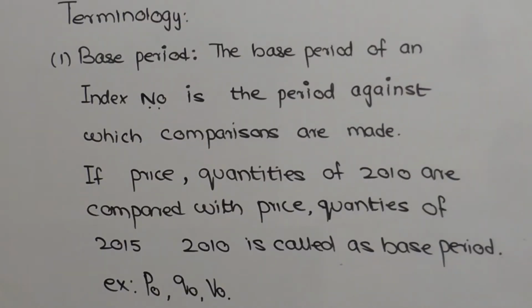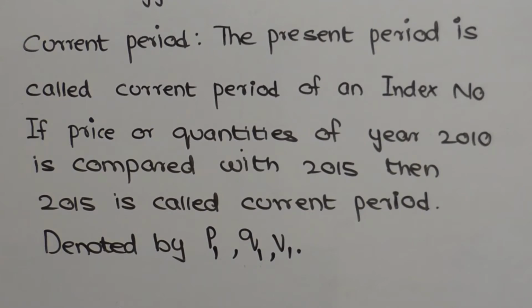Base period. The base period of an index number is the period against which comparisons are made. If the price quantities of 2010 are compared with the price quantities of 2015, 2010 is called the base period. Example: P0, Q0, V0. Current period. The present period is called the current period of an index number. If the price or quantities of the year 2010 are compared with 2015, then 2015 is called the current period. It is denoted by P1, Q1, V1.